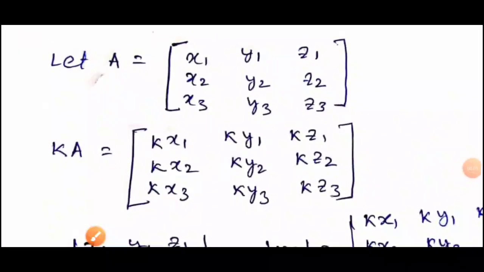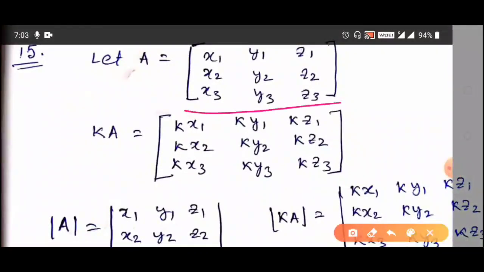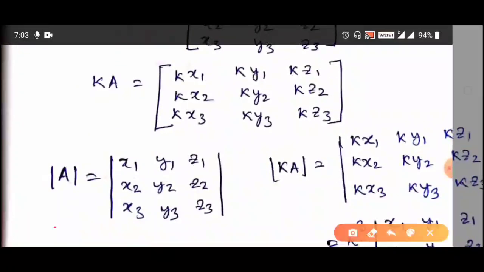Let A be a square matrix of order 3 by 3 and the elements are x1, x2, x3, y1, y2, y3, z1, z2, z3. Then kA will be the matrix kx1, kx2, kx3, ky1, ky2, ky3, kz1, kz2, kz3. That means each element of A will be multiplied by k. Now determinant of A will be this.